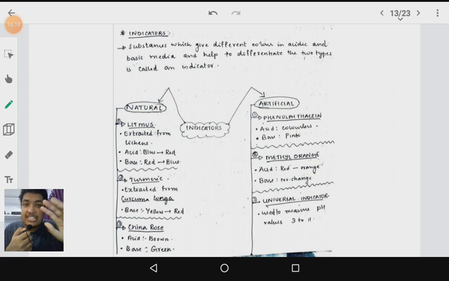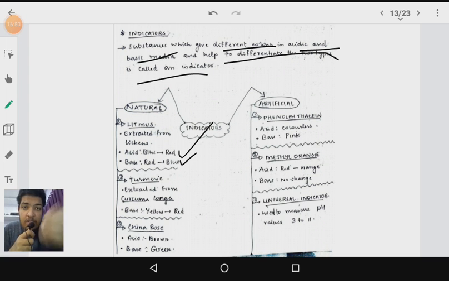Now let us talk about the third topic of this chapter, that is indicators. So what are indicators? We have studied in the lower classes regarding litmus paper, right? Litmus paper can be used to distinguish between an acid and a base, because it turns red litmus to blue if it is a base, and acids can turn blue litmus to red. So this is what we have studied in our lower grades. Such substances which give different colors in acidic and basic medium and help to differentiate between the two types, that is acids and bases, are called indicators.